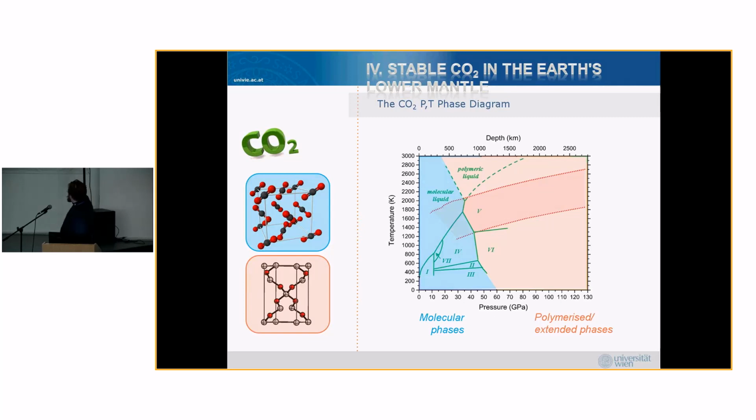So that means we can expect for all these lower mantle conditions to have carbon no more in the way that we know it to be coordinated, either twofold coordinated in CO2 or threefold coordinated in carbonates, but it must be fourfold coordinated.